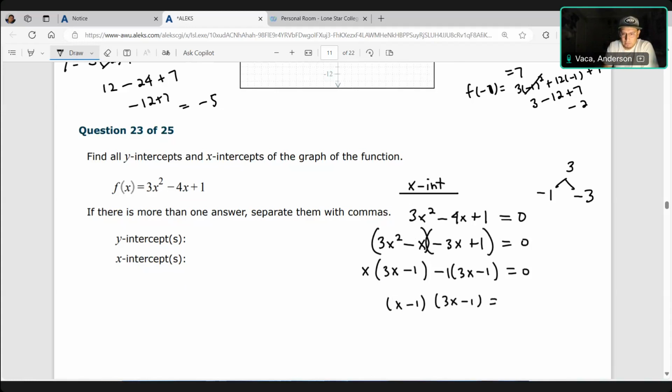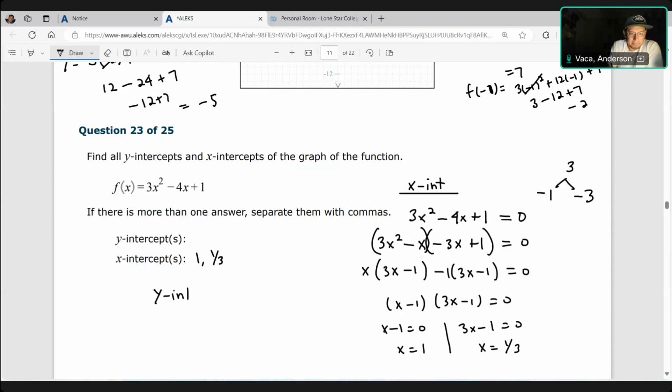Setting each factor to 0: x minus 1 equals 0, which gives us x is equal to 1. 3x minus 1 equals 0, so x is equal to 1 over 3. So the x-intercepts are 1 and 1 over 3. It doesn't matter the order. It just wants you to list them out. So I recommend that if I went too fast with the factoring, you go back and think about how we've been doing this. Okay, I'm just going to move on.